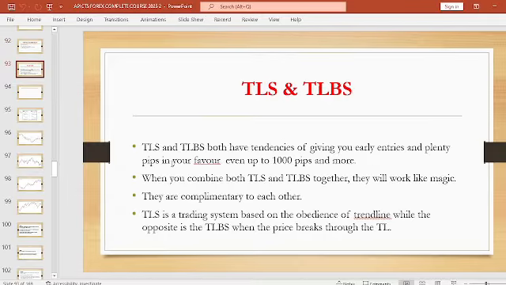I said trendline strategies, that's TLS, the trendline strategy, which talks about the trendline bounce when price obeys trend lines. And then the trendline breakout strategy, that's the breakout, that's what we're currently talking about. Both have a tendency of giving you early entries, and this is one of the reasons why I love to use trendline. It gives me very early entries, and then plenty of pips in your favor, even up to thousands of pips.